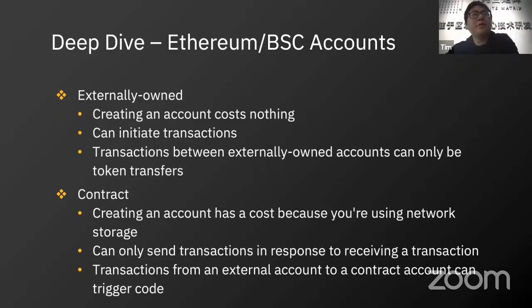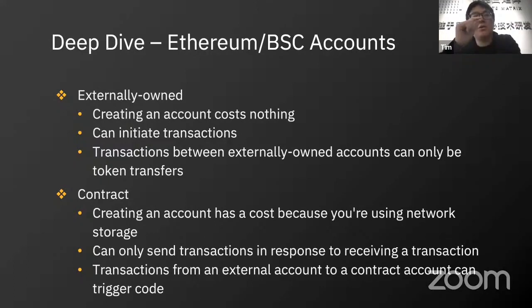Okay, so there are some basic ideas we need to know before we proceed. The first one is the externally owned account. If you create an account, as I said before, it costs nothing. You just need to create a key pair, right? And you can just initiate transactions. Transactions between externally owned accounts can only be token transfers. That's the same as Bitcoin, that's basically the Bitcoin idea.